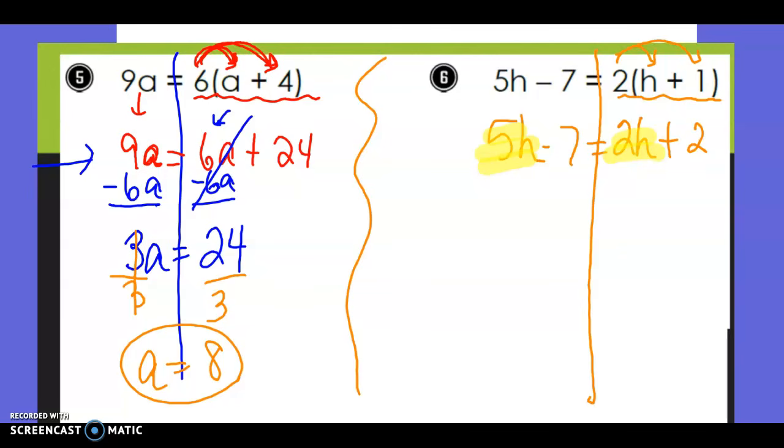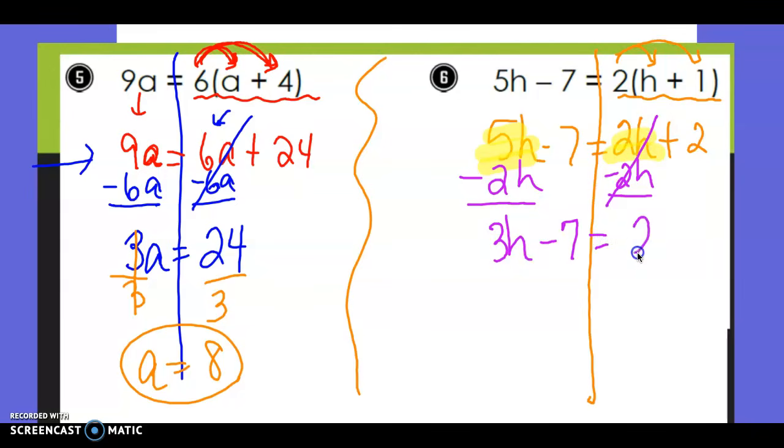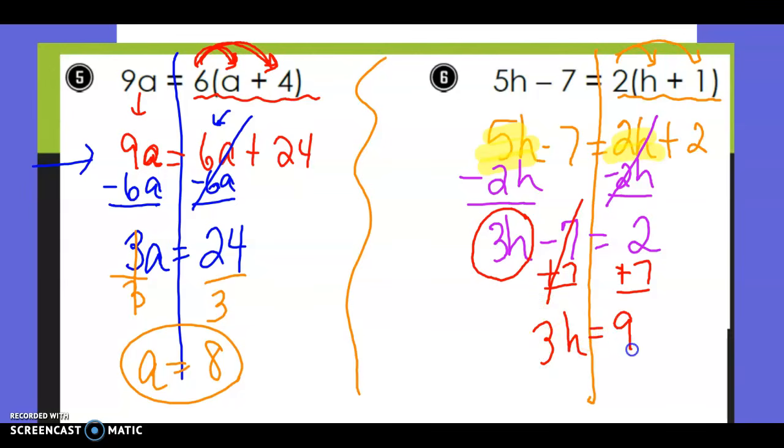I'm going to go ahead and subtract 2h to get all of my variables on the left side so that these cancel out, and I'll have 3h minus 7 equals 2. Now what I want to do is get this 3h all alone, so I'm going to add 7 to both sides. These 7's cancel out, and I have 3h equals 9. And finally, remember, these are multiplied, so we do the opposite, which is divide. I divide by 3, and I get h equals 3.